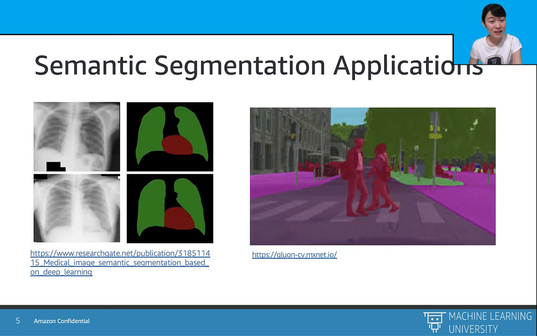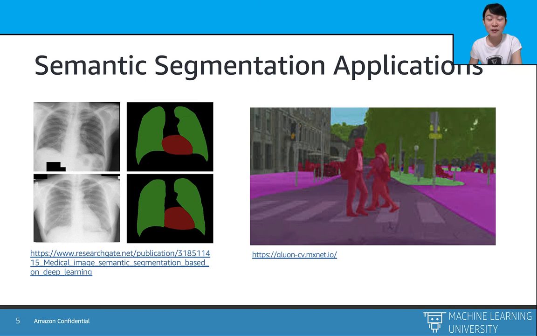So semantic segmentation has a lot of applications. On our left is an example of semantic segmentation in the medical domain. It was a model trained on the Japanese Society of Radiological Technology dataset. So the red is the heart and the green is the lung in the scanned image.